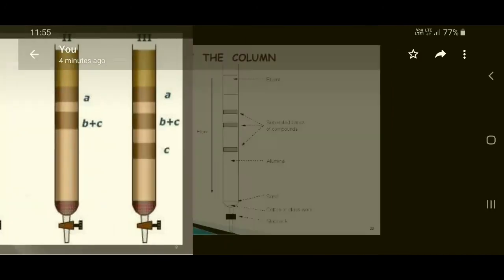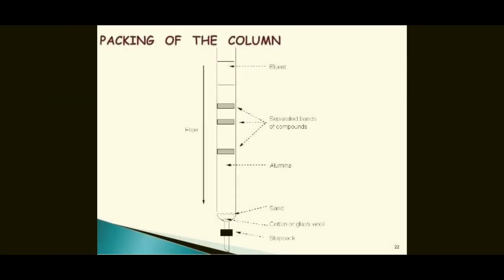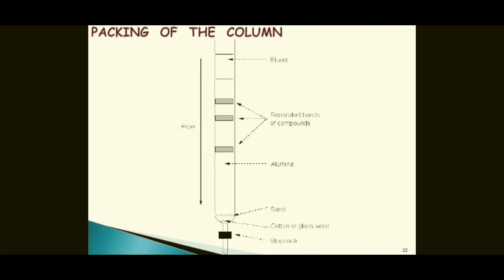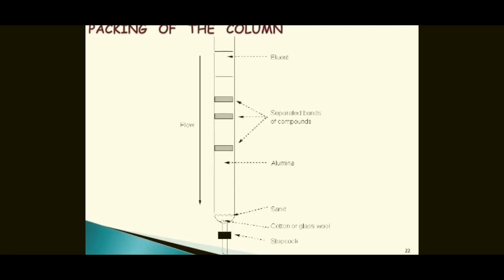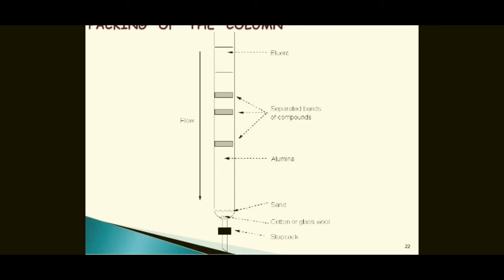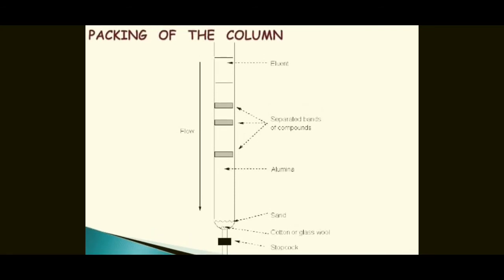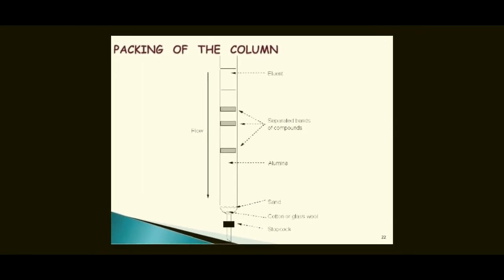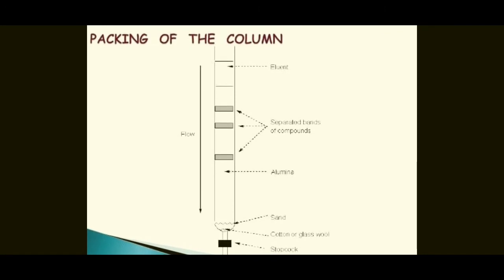Okay, students. So then the packing of this column. Column packing is given below in these diagrams, in a capillary tube. The elements are separated into components, with alumina and sand and cotton, glass wool, and stopcock to control the flow up and down. Diagrams are given below of the packing of the column.